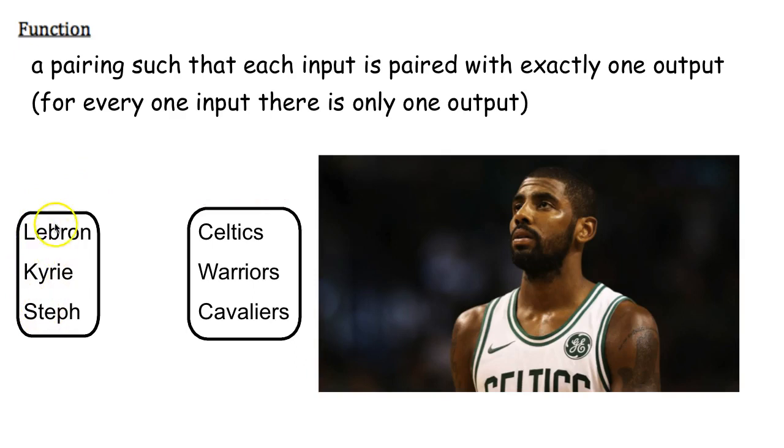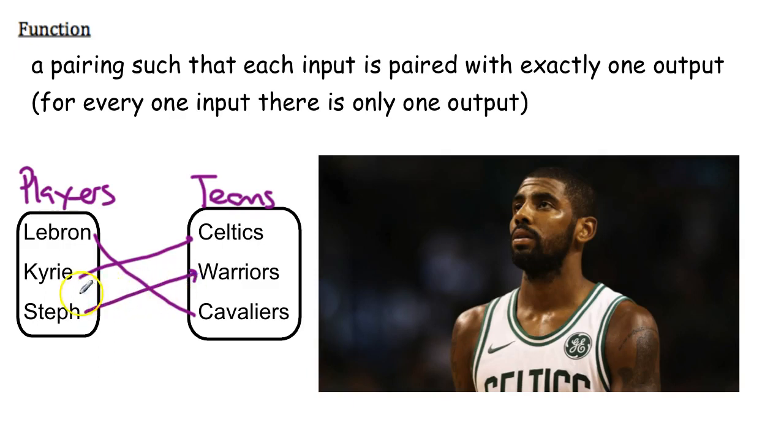So here's an example. We've got 3 players. These are all basketball players. We'll write players. And these are their teams. Alright, so we know LeBron, he plays for the Cavaliers. Kyrie, he plays for the Celtics. That's him over there. And Steph Curry, he plays for the Warriors.